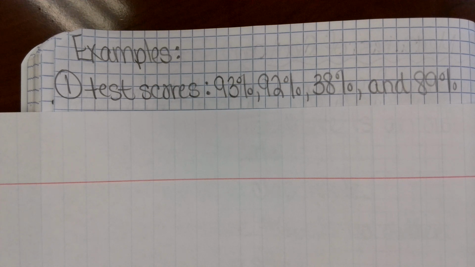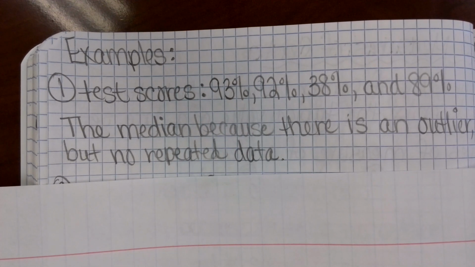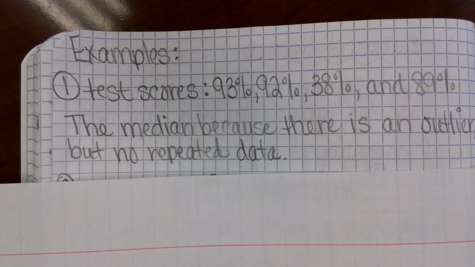So you have test scores of 93, a 92, a 38, and an 89. So which measure of data would be the best? So the first thing, remember, you want to ask yourself, is the data numerical? Yes, it is numerical. The second question you need to ask yourself, is there an outlier? That 38 definitely looks like an outlier to me. So therefore, we would want to use the median, because there is an outlier, but there is no repeated data.